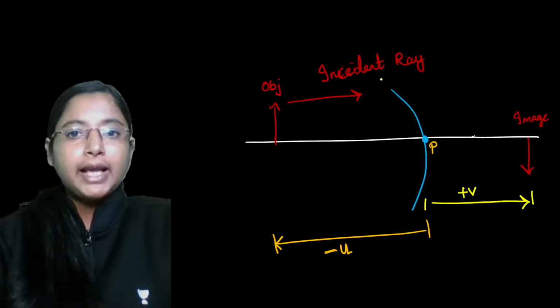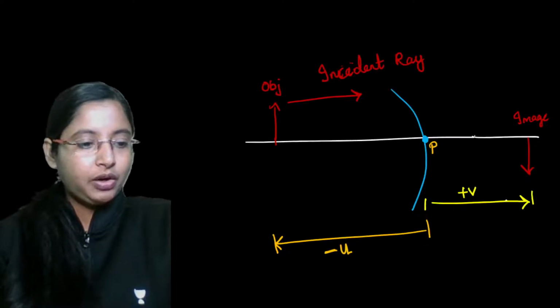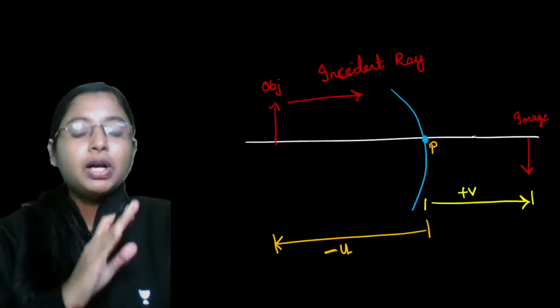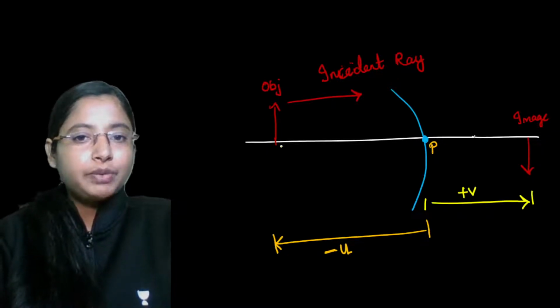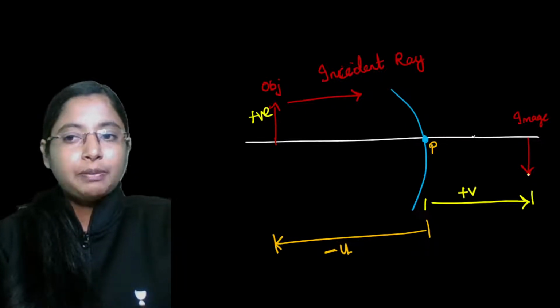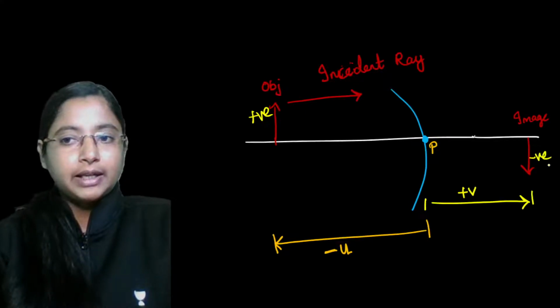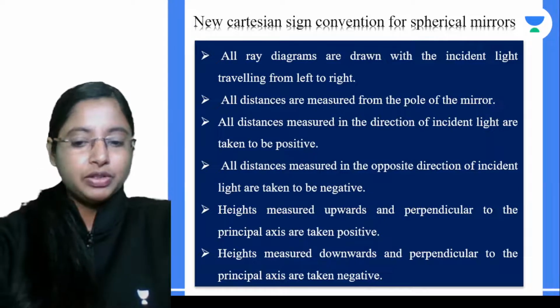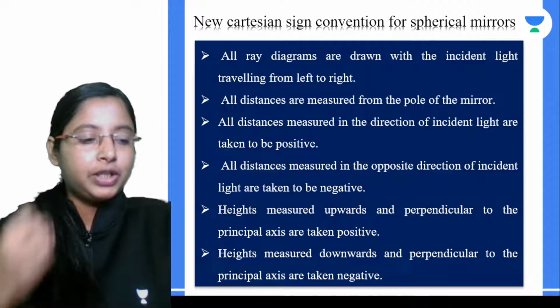Why? Because any direction taken in the direction of the incident ray is positive. Measurements made in the direction of the incident ray are positive, against the incident ray are negative. Similarly, any distance measured above the principal axis is positive. Any distance measurement, for example the height of the image, made below the principal axis is negative. That's it. This is the sign convention. These are the 4 points you need to remember.